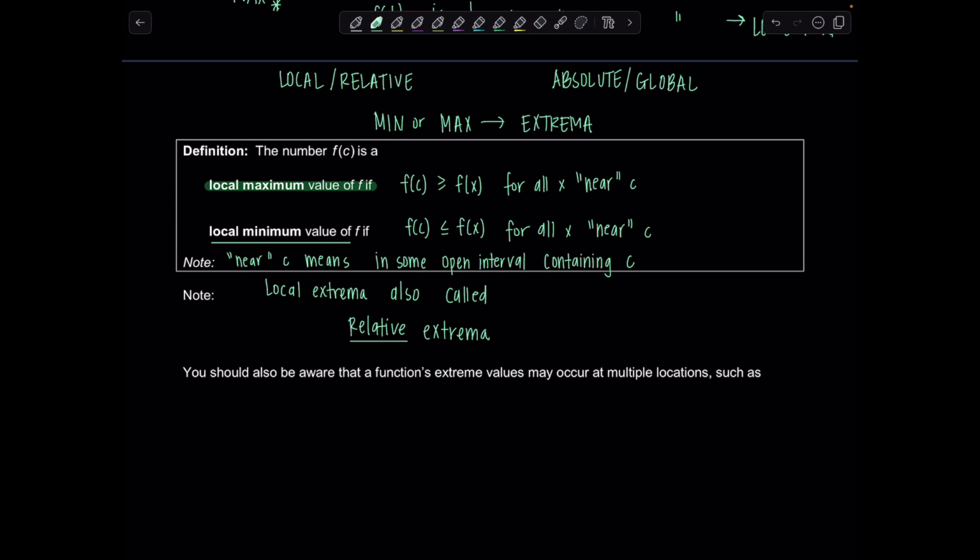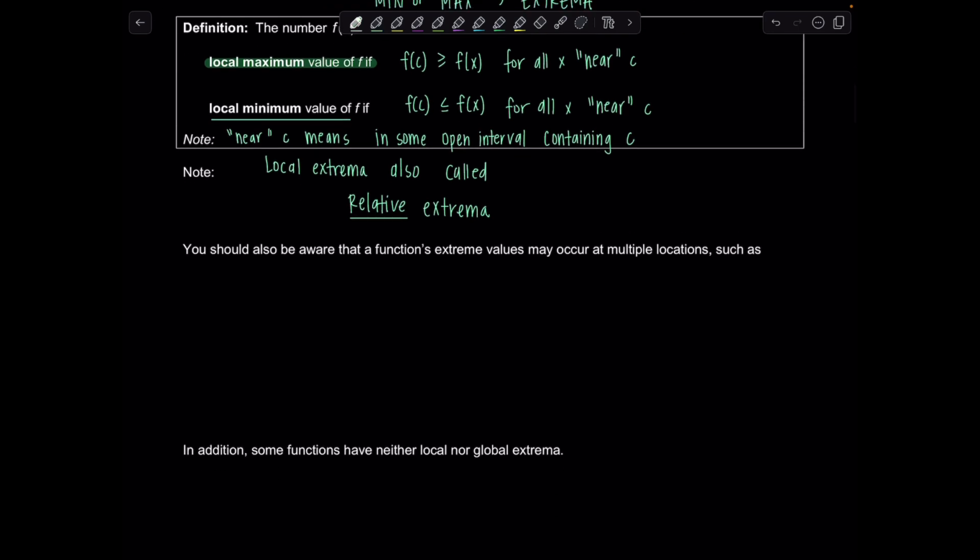Now, you should also be aware that a function's extreme values may occur at multiple locations. So let me give you an example. Say we have, what's a function that we all know and love very well? How about f of x equals sine x? Can you graph for me a period or two? So remember, sine of x has amplitude 1, period is 2 pi. Is that straight? No, that's crooked. Hold on. Bear with me. There we go.